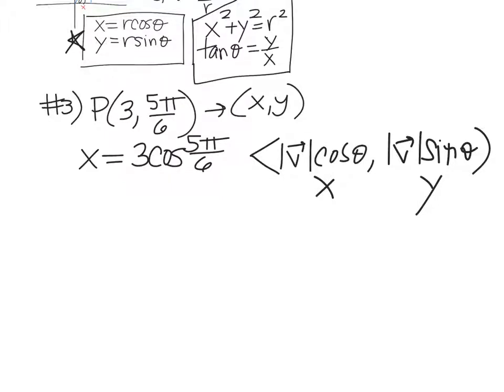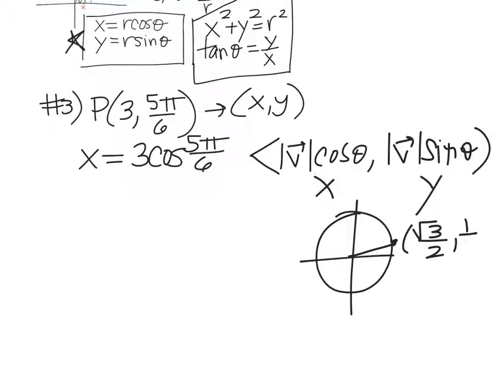So here we go. 3 cosine 5 pi over 6. You're going to need to know what the cosine of 5 pi over 6 is, so you go to your unit circle. And pi over 6 is right here. This is root 3 over 2, 1/2. So then the cosine of 5 pi over 6 is what?